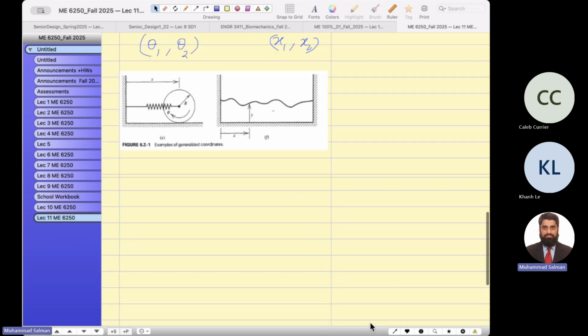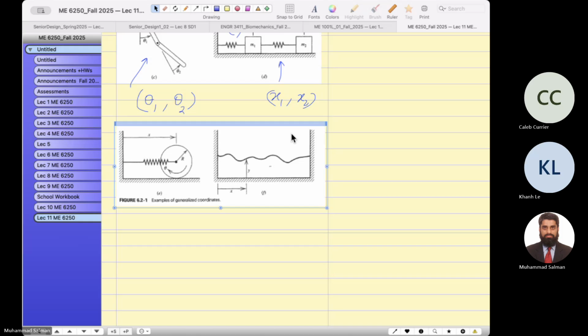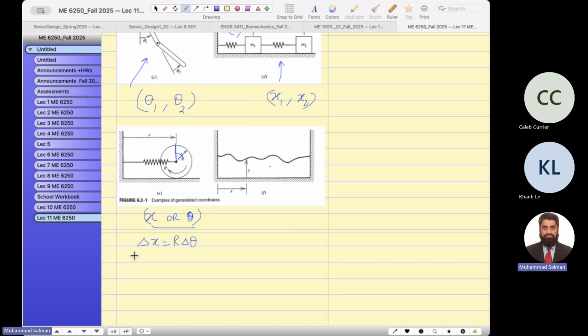So in the example on the left hand side, you see it is like a drum which is rolling on the floor. So you can either say x or theta if it is not slipping. So x is linked with theta, like an arc length, like delta x equals r delta theta. Either x or theta are the generalized coordinates.